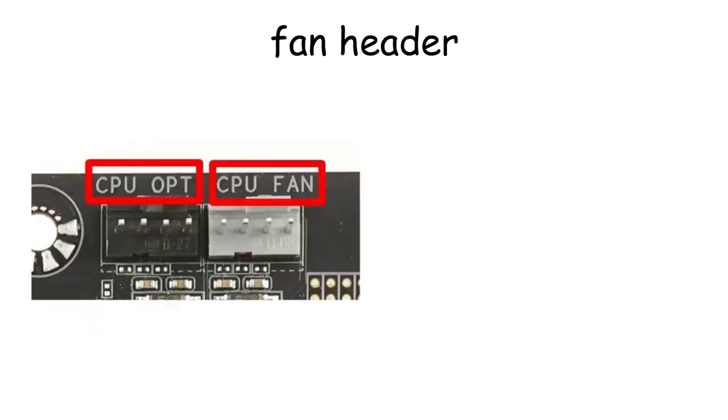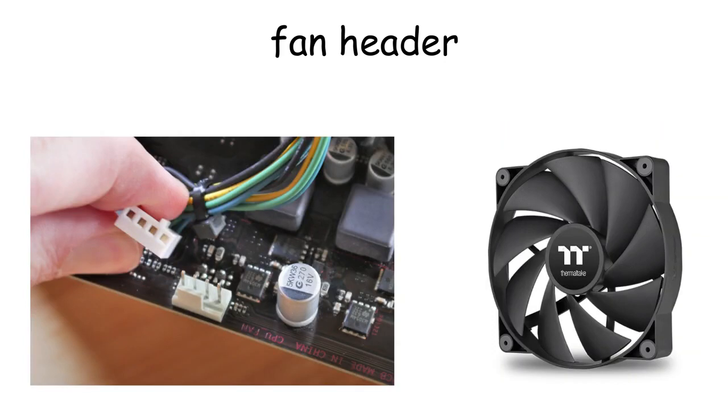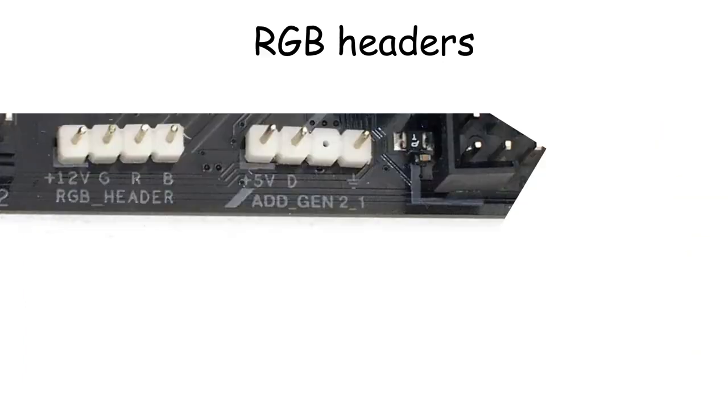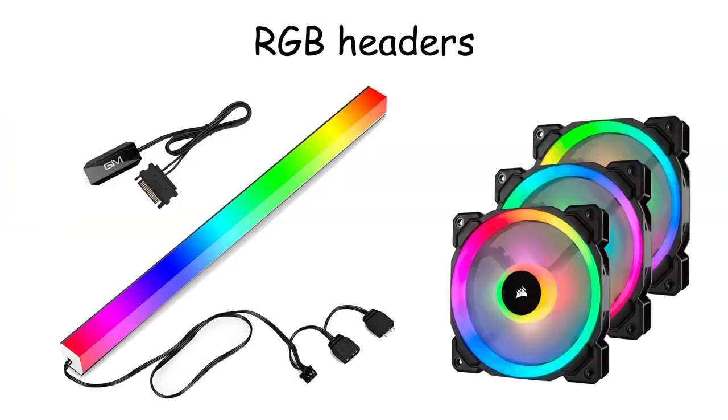workloads. Around the motherboard, you will also notice several small connectors with labels like CPU_FAN or SYS_FAN. These are fan headers, and they allow you to connect cooling fans directly to the motherboard so it can control their speed automatically based on system temperature. You may also notice small connectors labeled RGB or ARGB. These are lighting headers used to power and control LED strips, fans, or other RGB accessories installed inside the case.